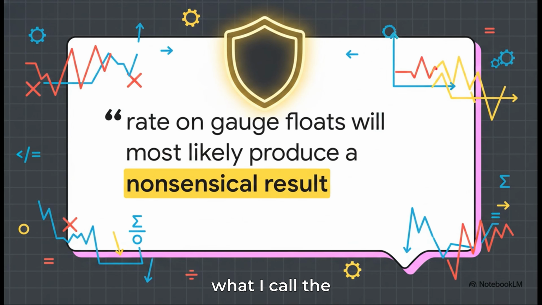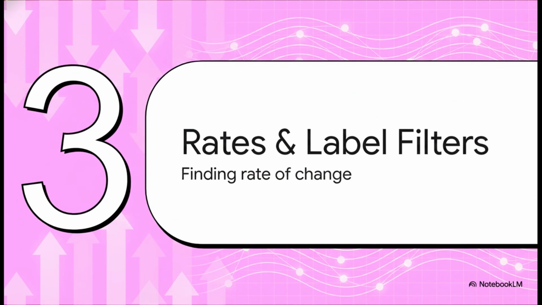Which brings us to what I call the golden rule of PromQL. This is a true senior SRE axiom. Never, ever use the rate function on a gauge, period. See, the rate function calculates a per-second increase. If you apply that to a gauge that's naturally bouncing up and down, PromQL is going to interpret those drops as counter resets. That throws off your math entirely and gives you completely nonsensical data. Just don't do it.